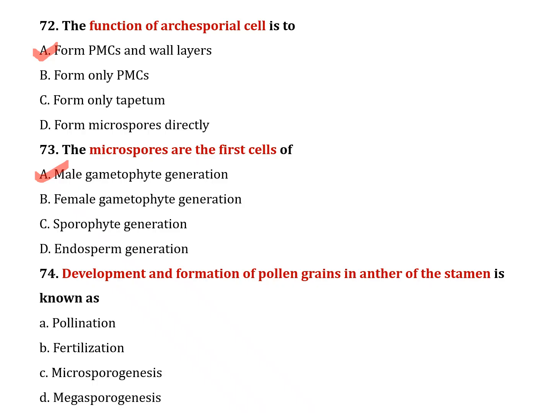The next question, number 74. Development and formation of pollen grains in the anther of the stamen is known as: option A, pollination; option B, fertilization; option C, microsporogenesis; option D, megasporogenesis. The correct answer is option C, microsporogenesis.